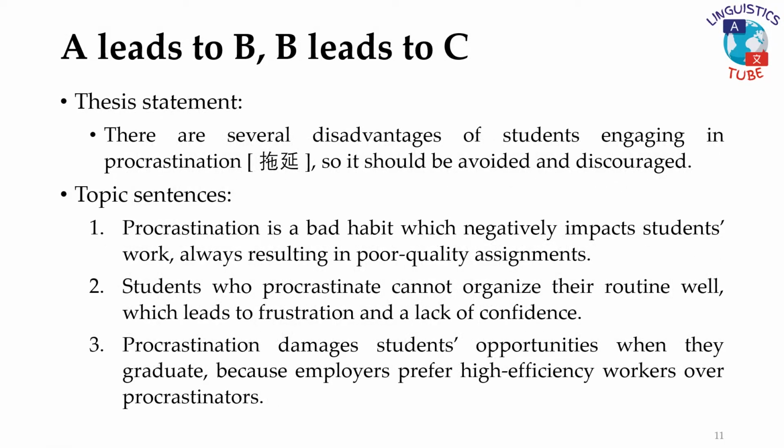Let's now look at the third possible structure to use. For this option, you should be able to identify an obvious logical progression between your arguments. Specifically, argument 1 logically leads to argument 2, and argument 2 logically leads to argument 3. This is more commonly referred to as A leads to B and B leads to C. Let's now use an argumentative topic to exemplify this.